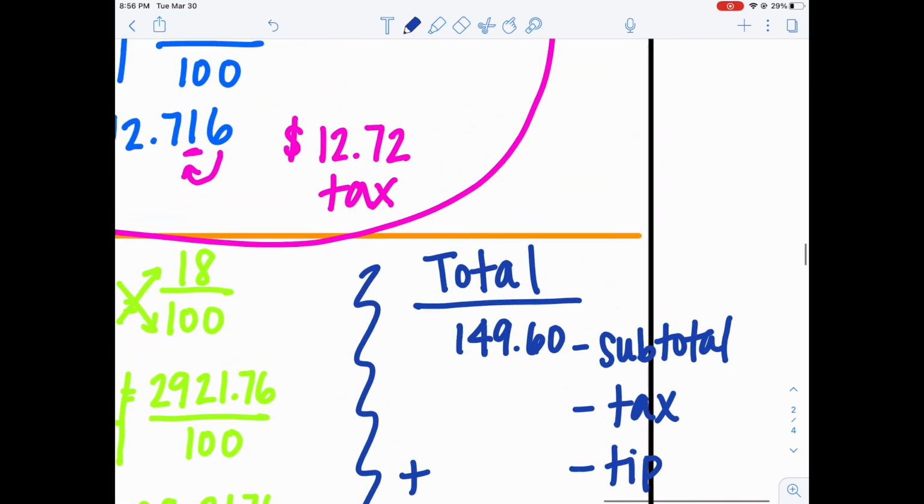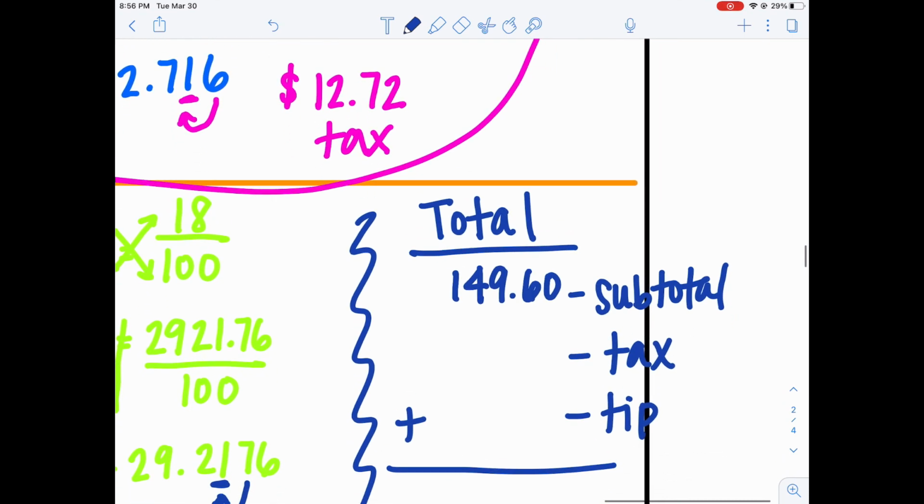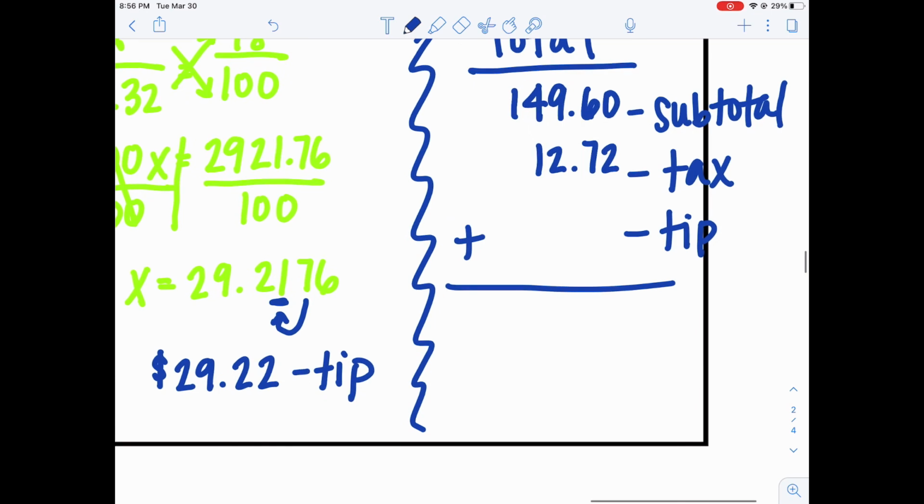And then for tax, I'm going to go back to the number I found for tax, which was $12.72. So I'm going to write that in for my tax. And then finally, the amount that I found for the tip is $29.22 for the tip.